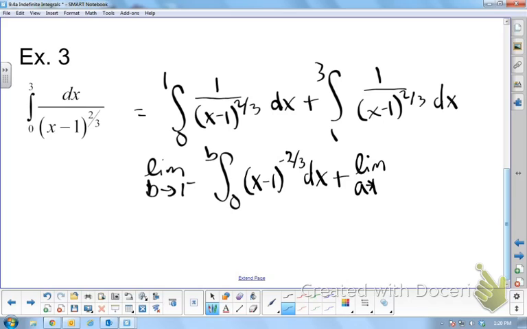And if I'm going from 1 to 3, I can only use the values between 1 and 3. I have to approach 1 from the right, because I can only use values between 1 and 3. So we are approaching from the right this time.